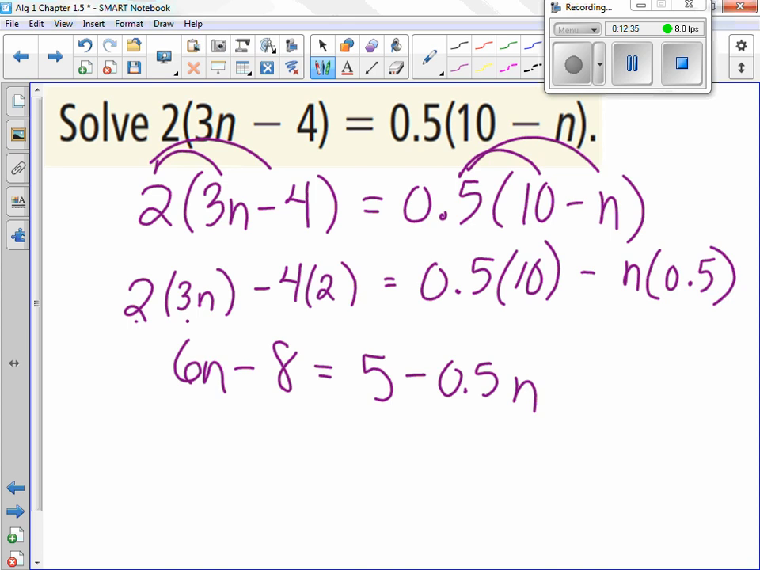Well, 6n and 8 aren't like terms. 5 and negative 0.5n aren't like terms because they don't both have the same variables. But I have 6n and negative 0.5n on either side, yes? So I need to get them on the same side. Negative 8 and 5 are like terms, so I need to get them on the same side. So most likely to get them on the same side, we're either going to need to add something to both sides or subtract something from both sides. So what do we want to subtract? So we can subtract negative 8, or we can add 8 to both sides, yes.